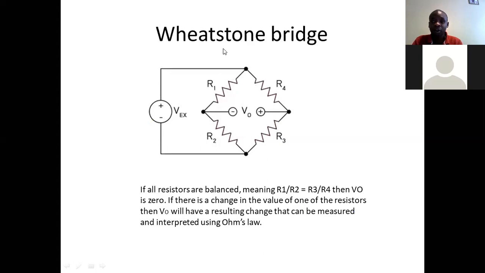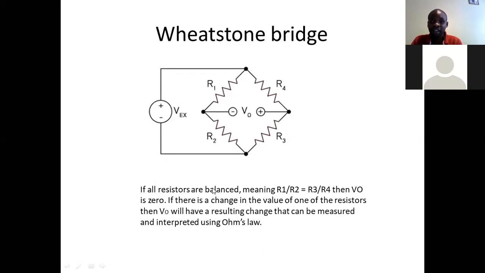We have a diagram of a Wheatstone bridge. This one consists of 4 resistors. You can see a group of 4 resistors which have been arranged. And then there is an output voltage here. We have an external voltage, and then there is the output voltage on this side.